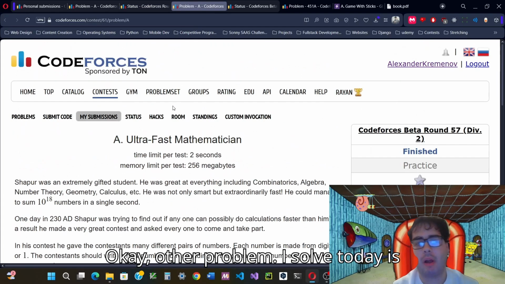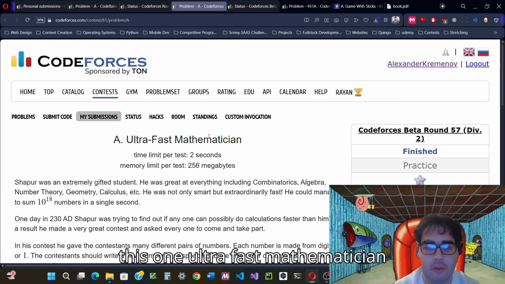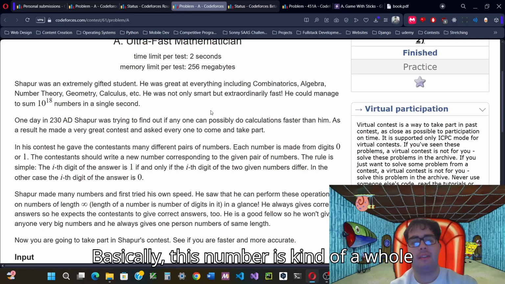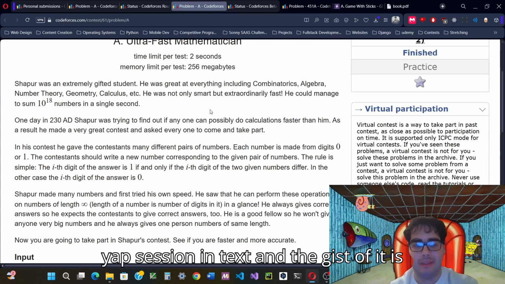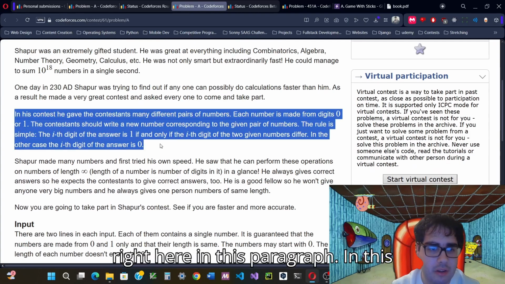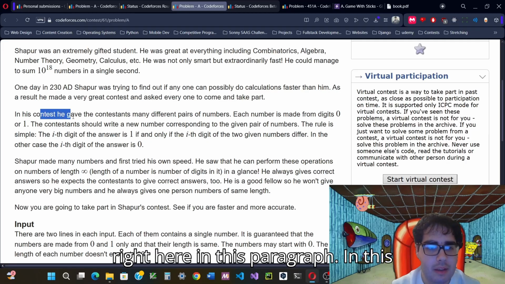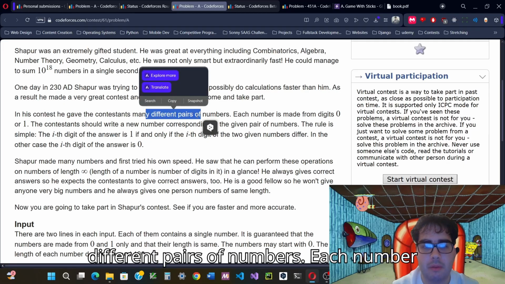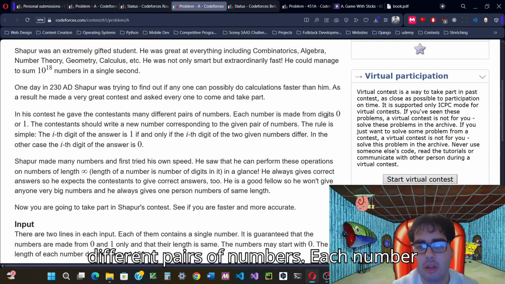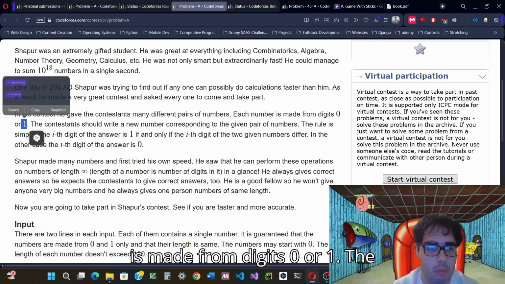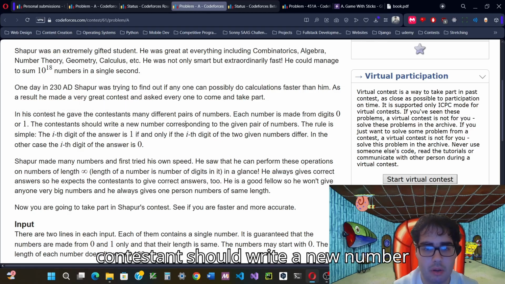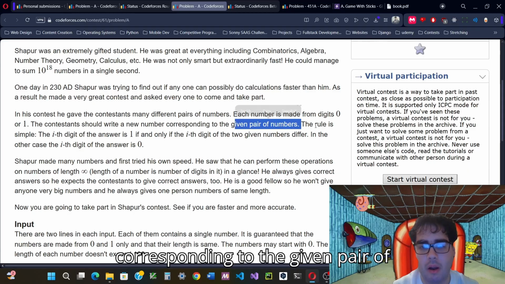Okay. Another problem I solved today is this one, ultra fast mathematician. Basically, this problem is kind of a whole yap session in text, and the gist of it is right here in this paragraph. In this contest, he gave the contestants many different pairs of numbers. Each number is made from digits 0 or 1. The contestant should write a new number corresponding to the given pair of numbers.